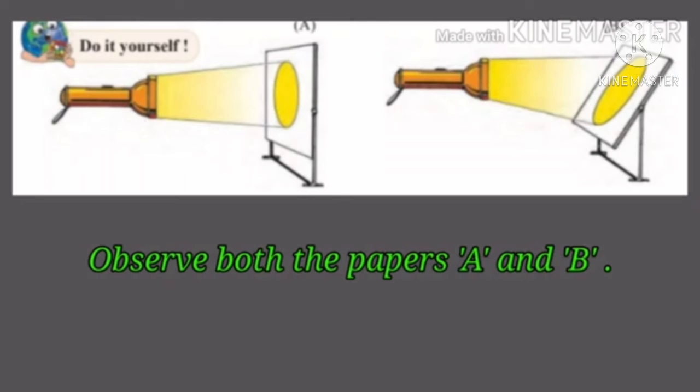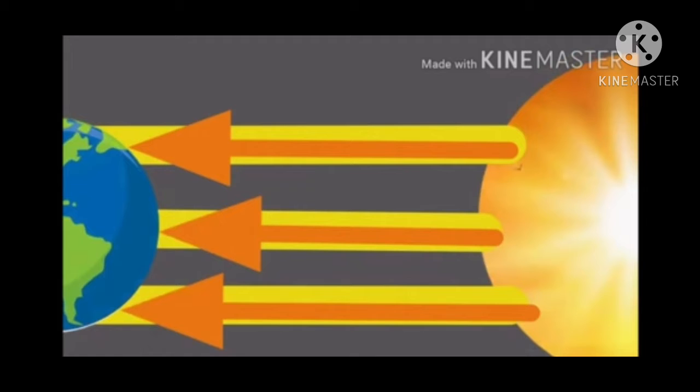Next question. What is the relation between the angle of the paper and the area occupied by the beam? As the paper tends to become perpendicular to the beam, the area occupied by the beam becomes smaller. It is smallest when the paper is held perpendicular to the beam of light.